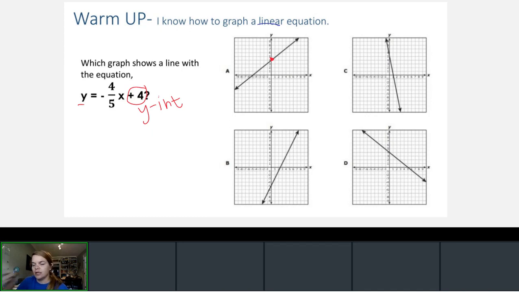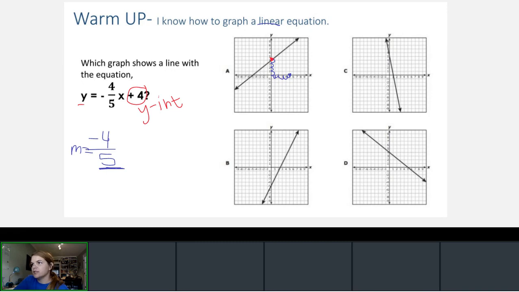Then I'm going to use the slope to find my next point. So this is negative 4/5. I can either let the negative be on the top and go down 4 to the right 5, or I can switch it and go up 4 and to the left 5. We're going to just let this be negative 4/5 for our slope. So I'm going to start at my y-intercept and go down 4: 1, 2, 3, 4. And on the bottom, this is a positive 5, so I'm going to go to the right 1, 2, 3, 4, 5. And I'll put a point here.